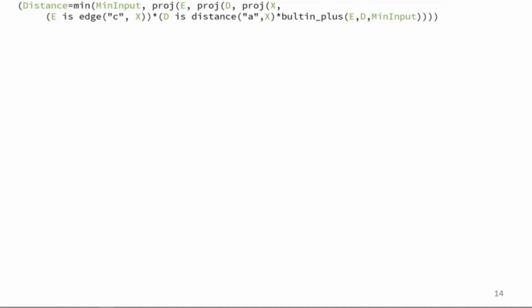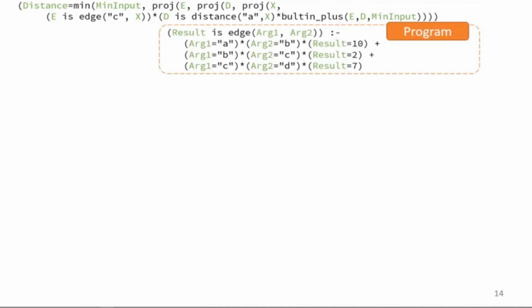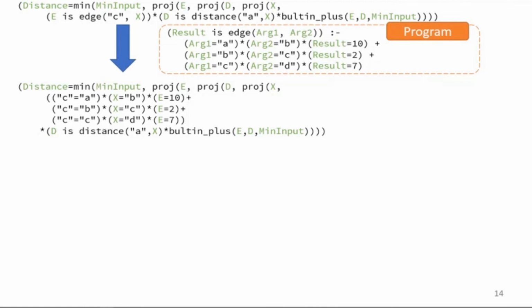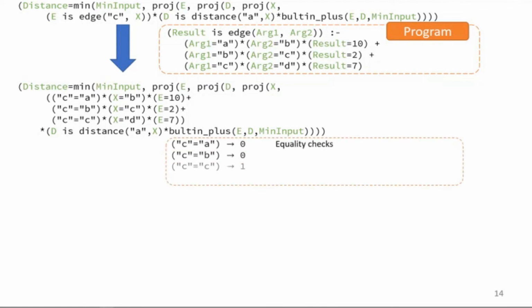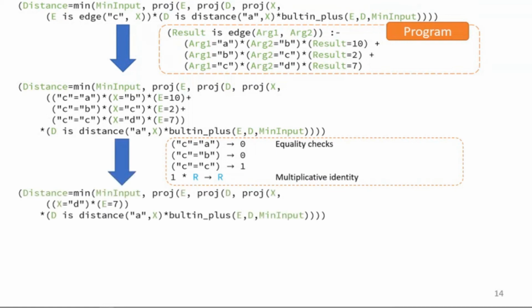Now we're going to continue with this rule. We again look up the definition of the edge rule from the program, and we rewrite this expression for edge, substituting in the variable e, x, and the constant c. Now we're going to check the equality between the constants d and a, b, and c, where only the last one is equal, thus rewritten as a 1. This corresponds with a bag where all the assignments to other variables are given multiplicity 1. We can now use the multiplicative identity of 1 times r is r, and now we get a simpler R expression where only the matching branches of edge remain.